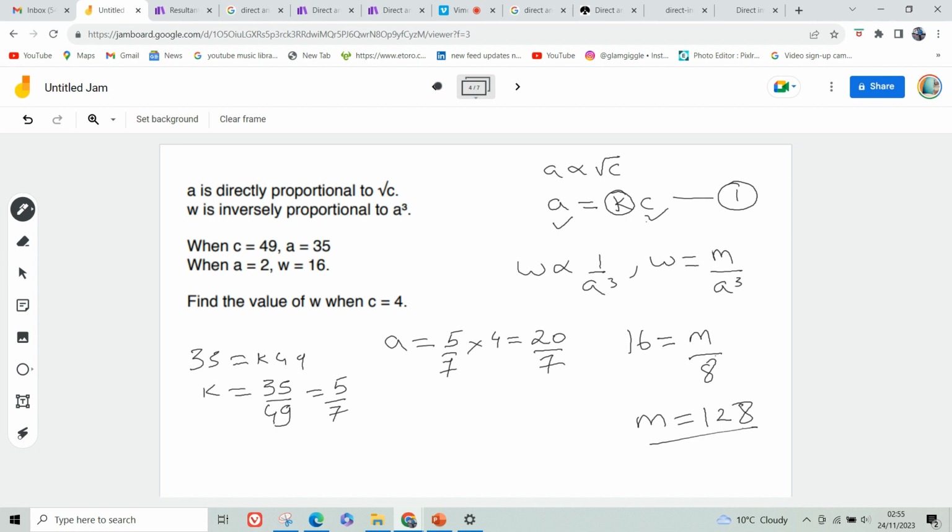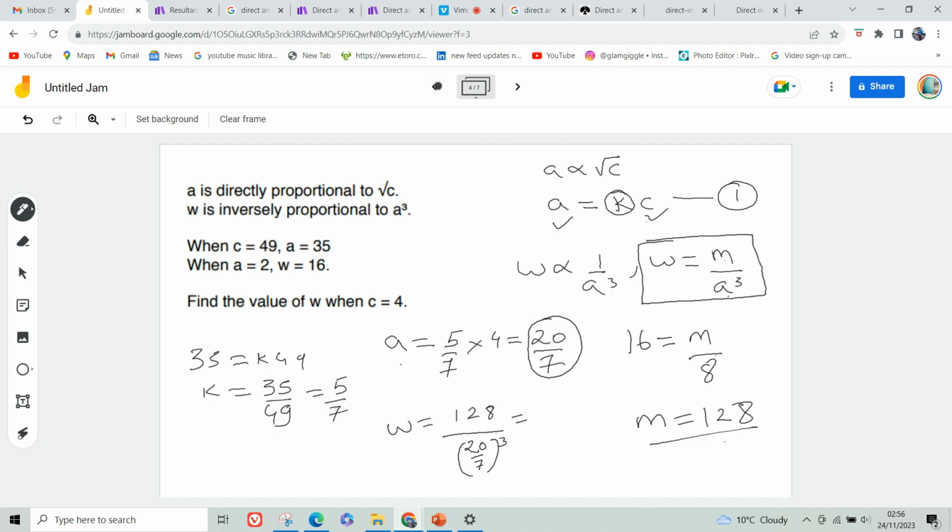Now what you need to do is take this value of A and substitute in the equation of W. Now you take this value of A, sub here, you take this value of M and sub here and find out the value of W, which is pretty much straightforward. So W equals 128, which is M, divided by 20 over 7 cubed.